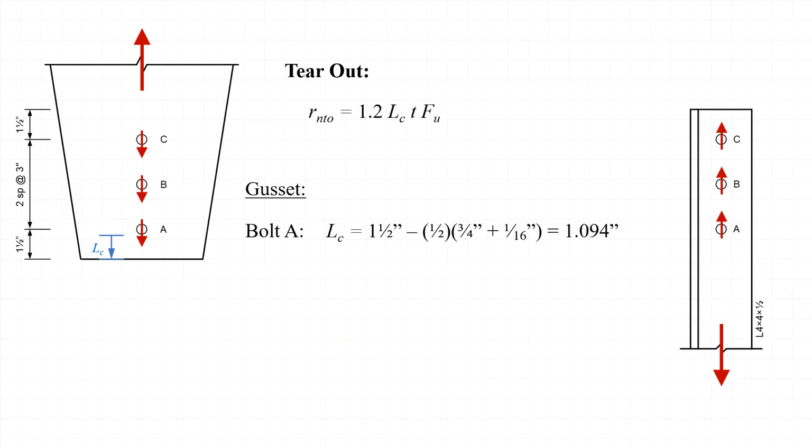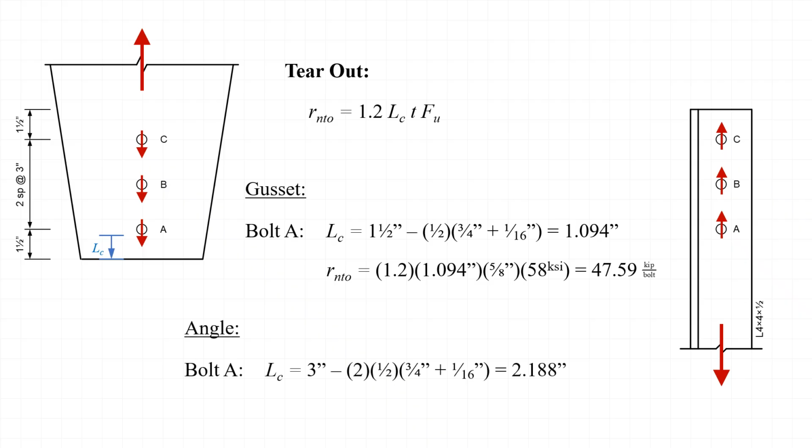Thus, L sub c can be calculated as the distance to the center of the hole, 1.5 inches, minus 1/2 of the hole diameter, which is 3/4 of an inch plus 1/16 of an inch. Thus we get 1.094 inches for the clear distance for bolt A on the gusset plate. Substituting this value into the nominal strength equation, along with a plate thickness of 5/8 of an inch and the plate tensile strength of 58 KSI, we get a nominal strength of 47.59 kips per bolt.